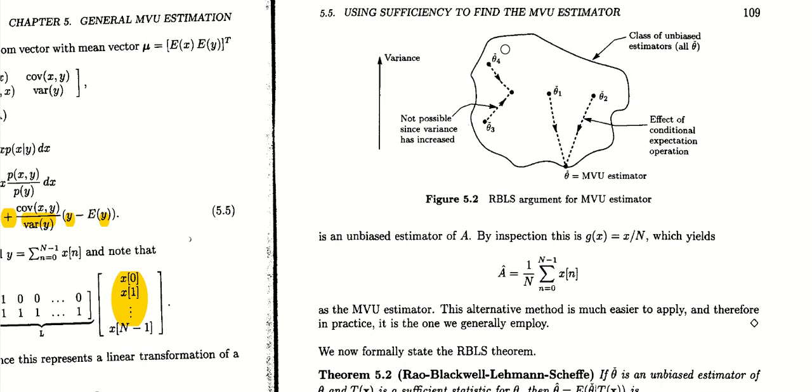You have a theta, and you are doing this RPLS process. As a result, you are getting better and better, and eventually you get to MVU. But of course, it's not guaranteed. It's just like an optimization process to get you to proceed to get better and better, but it's not guaranteed you get MVU.